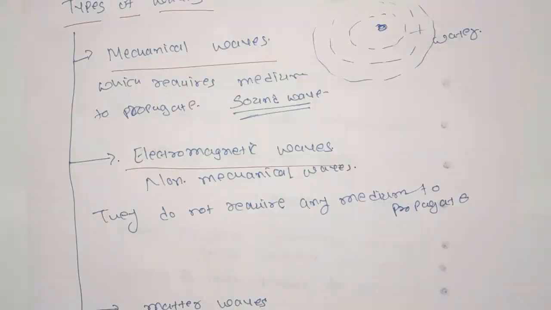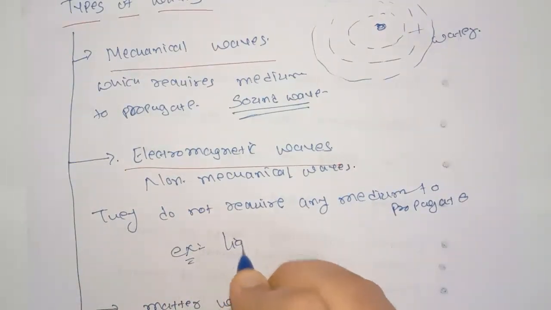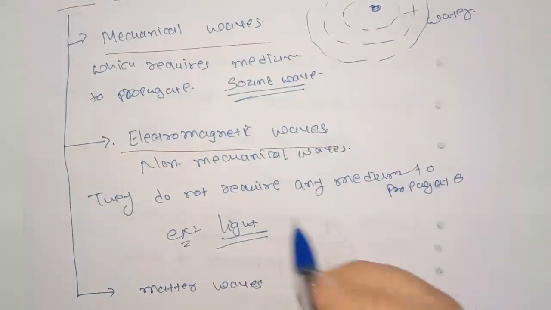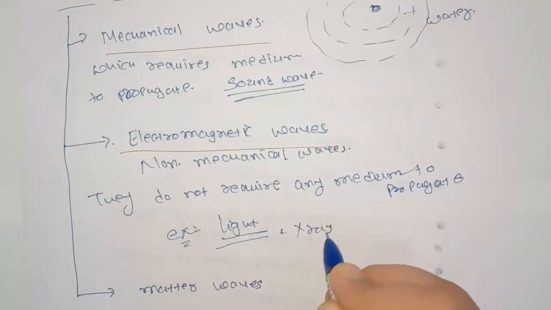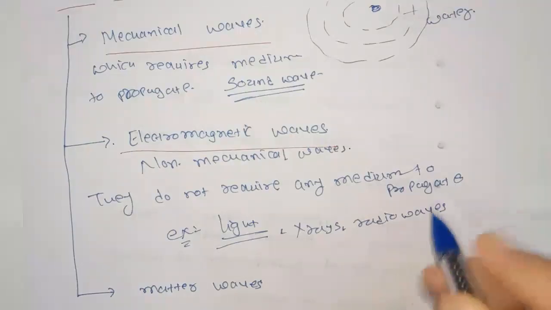The best example of electromagnetic wave is a light wave. We can say that it does not require any medium to propagate because it is traveling from sun to earth and there is no medium in between. So we can say that light is electromagnetic wave. The other examples are X-rays, radio waves, which are used for communication, etc.